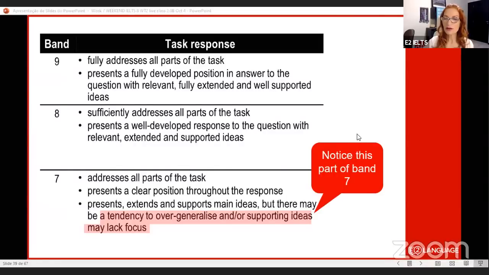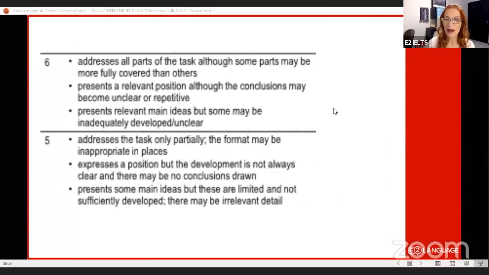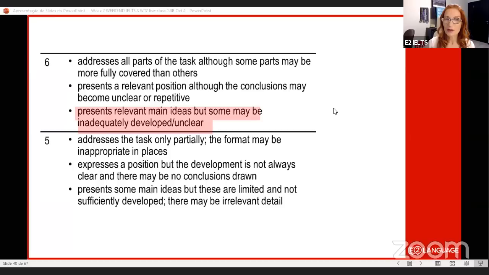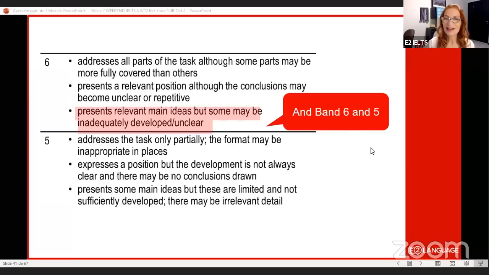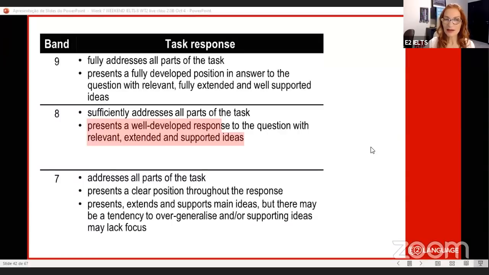So here, notice this part of band 7. What will happen? Presents relevant main ideas, but some may be inadequately developed or unclear. Then you will go to band 6. We don't want that to happen, of course not. So once again, the band descriptors.